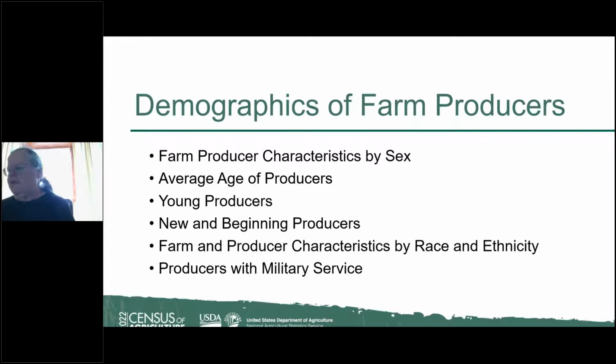This is one of the unique items from the census, as it gives us a snapshot of those involved with farming and ranching. The graphical data highlighted is for a farm producer, and just as a brief explanation, a farm producer is someone who is involved in decision making for the farming operation. For most of the information I'm presenting, the data is collected for up to 4 producers per farm. Next slide.